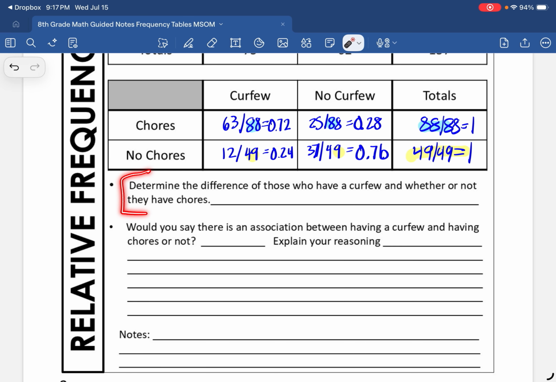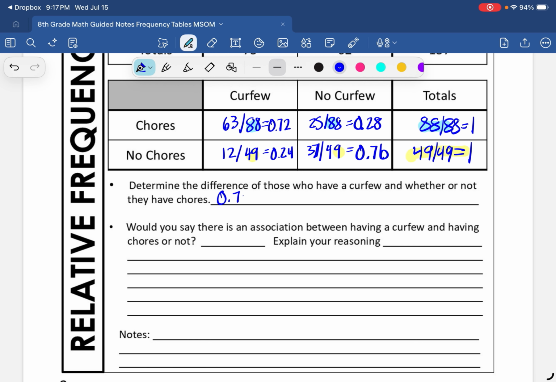Determine the difference of those who have a curfew and whether or not they have chores. So have a curfew and whether or not they have chores. That's going to be these numbers right here. So we're comparing 0.72 and 0.24. So we can subtract to compare. So 0.72 minus 0.24, and that equals 0.48.